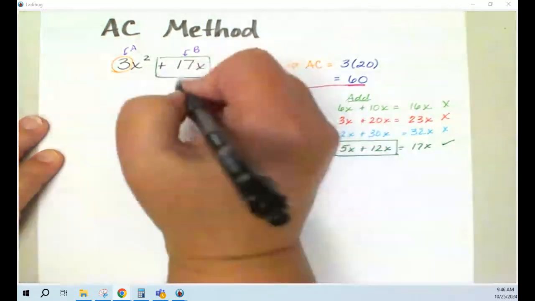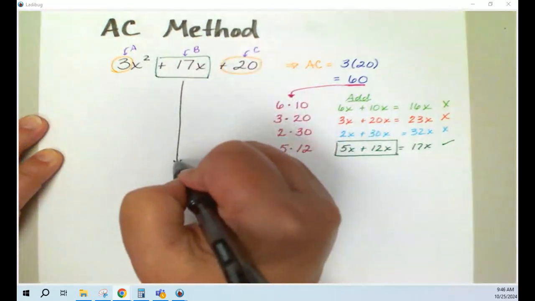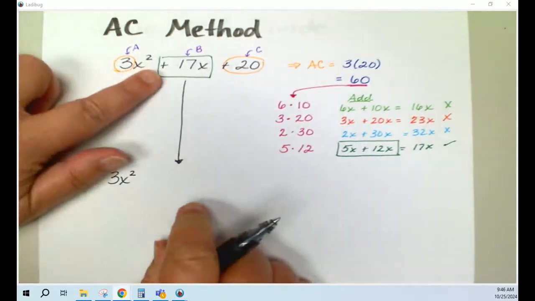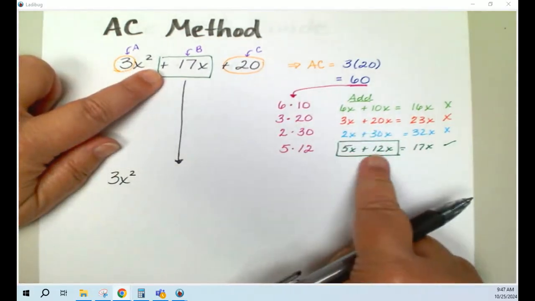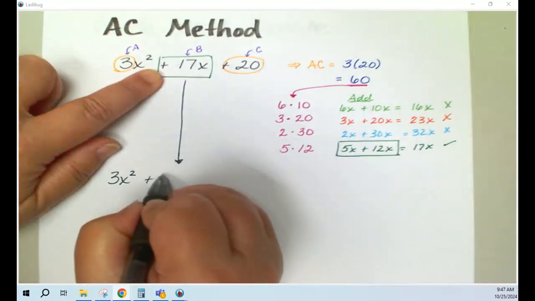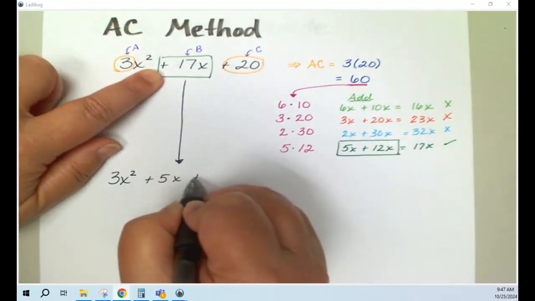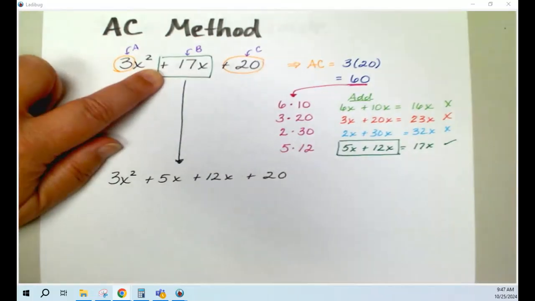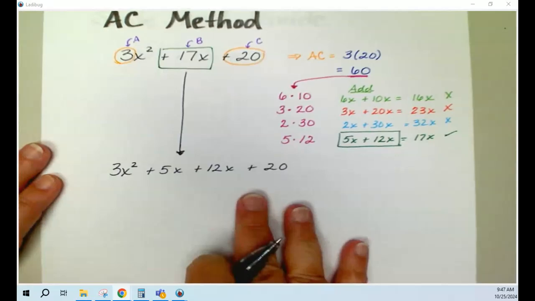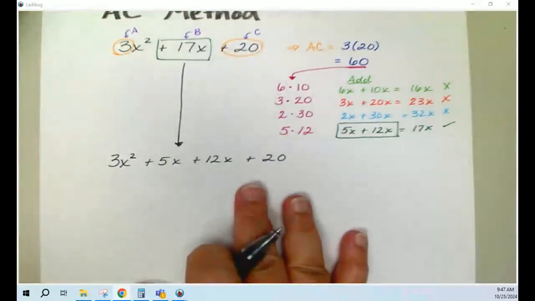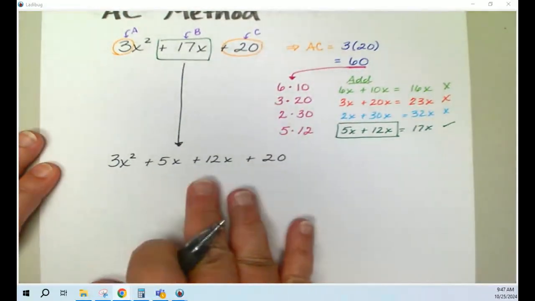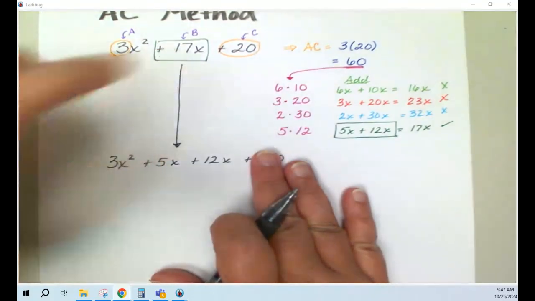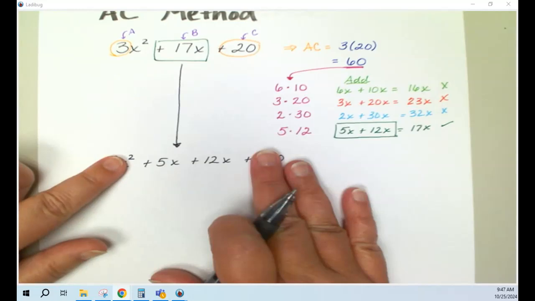Okay. So let's change our problem. We're going to keep our 3x squared. This 17x is going to be replaced with a plus 5x plus 12x plus 20. And now this is going to be something that we can factor. Okay. Now, I just placed these terms in here. So I'm just replacing that 17x, since 5x plus 12x adds back together to give me that 17x.